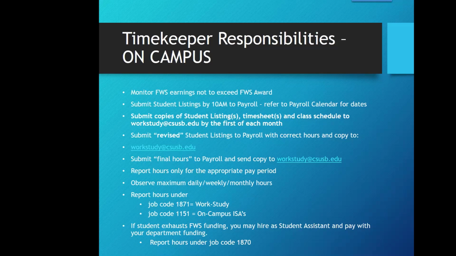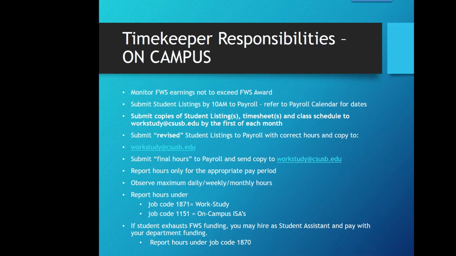Submit copies of the student listings, timesheet, and class schedule to the new work study email at workstudy@csusb.edu by the 1st of the month. If any changes are made to the student timesheet, I need a copy sent to workstudy@csusb.edu, and you need to list revised on it, so I know there's going to be a change. If the student is separating, final hours need to be sent to both payroll and to the work study email.